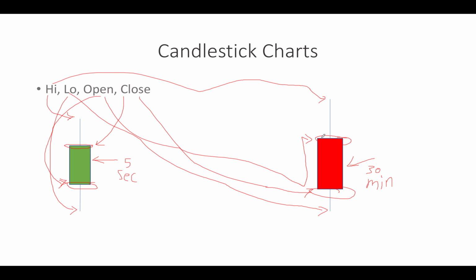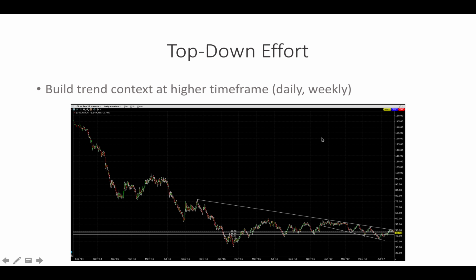Alright, so now you know a little about candlesticks. Let's talk about the top-down approach to trading. What I mean by a top-down approach is that when we're building our context, we start with a higher time frame. We start with daily, weekly, even monthly, and we build the direction of that market before we actually build our thesis. For example, here's oil, the September 17th oil futures contract.